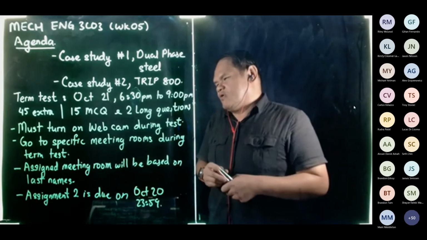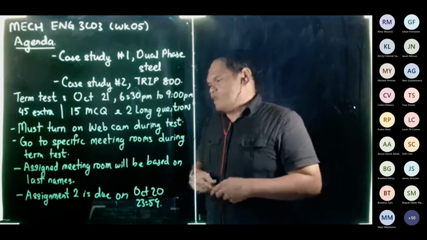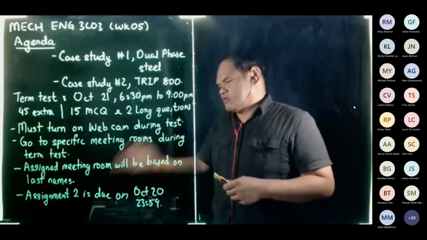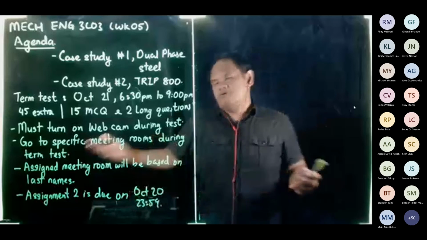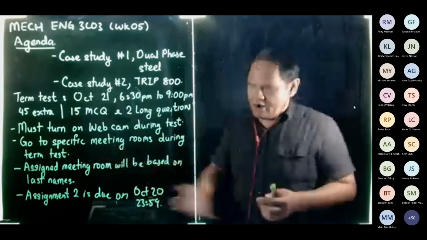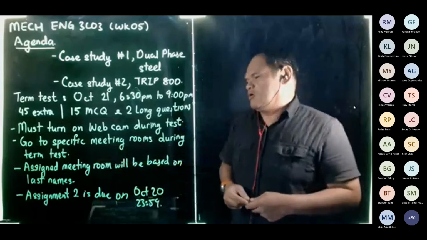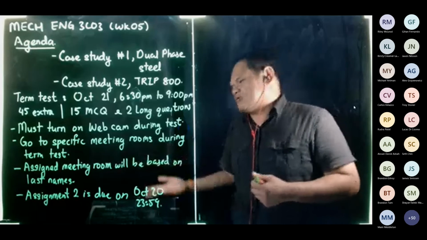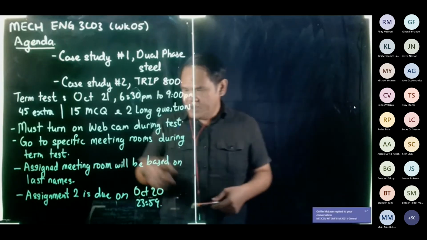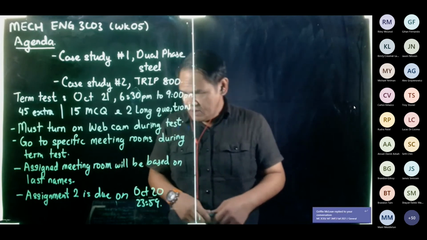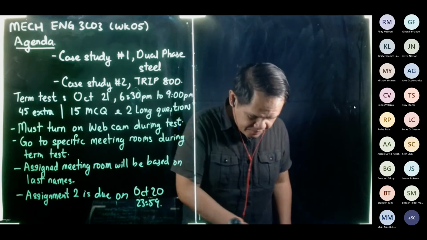Some of you might think, hey, this is not right. But if the test was done face to face at McMaster, you would be writing and I'd be walking around. No recording, I'll just be walking around. Same thing, so there's no infringement of privacy whatsoever. So take it like a face-to-face term test. Meeting room assignment will be based on last name. Assignment 2 is due on October 20th, and I've posted assignment number 2.